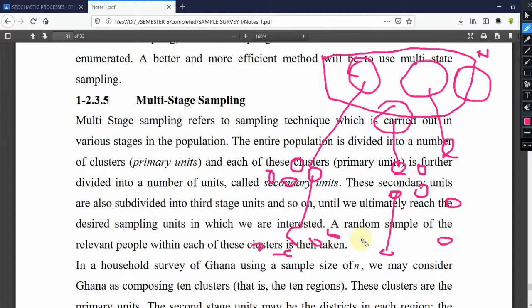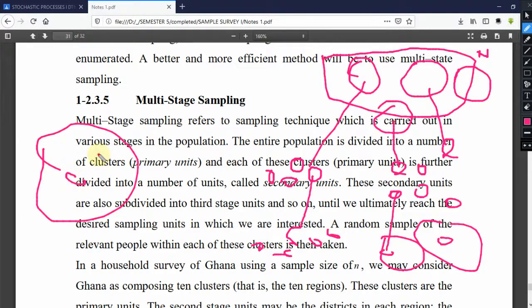So when I reach where I want, probably I want to select communities, then I'll go ahead and pick some communities. I pick maybe 2 communities from here, 2 communities from there, 2 communities there, 2 communities there. I'll put them in my sample. So this will be a sample of communities, and these are the people who take part in the survey. So that is basically what you do when you want to do multi-stage sampling.